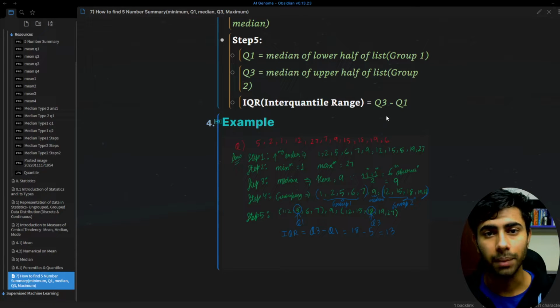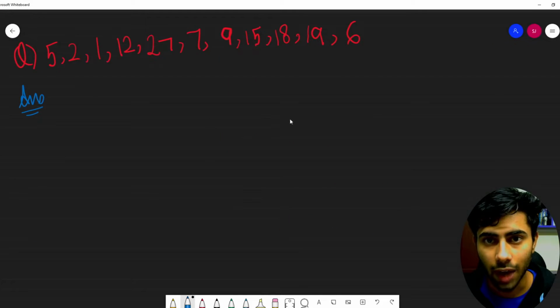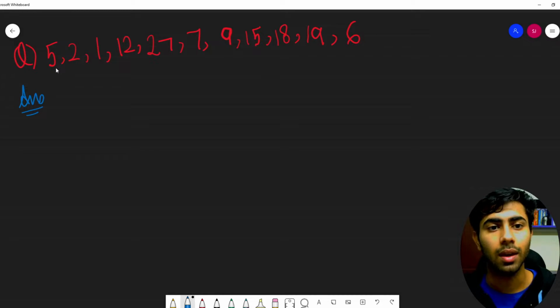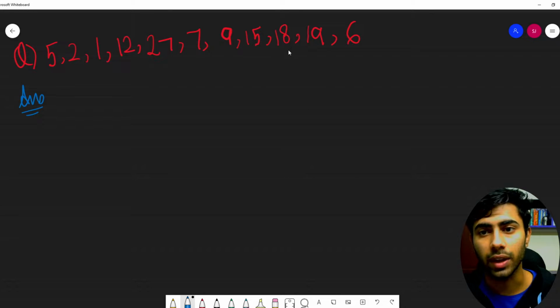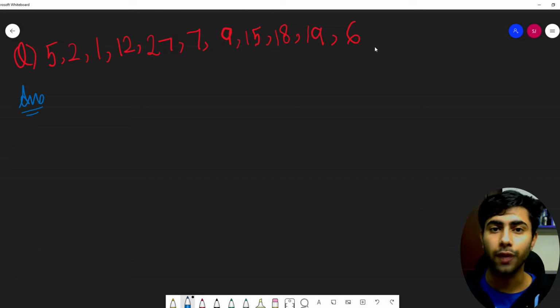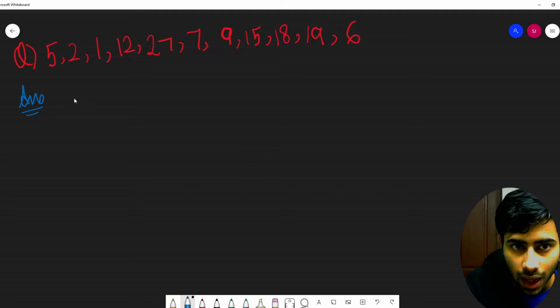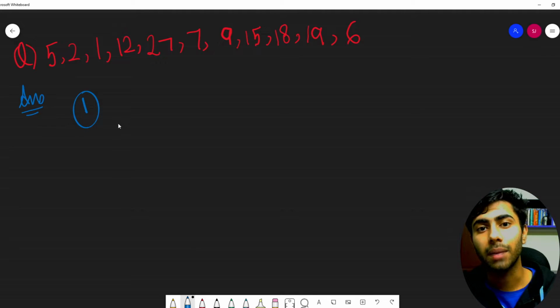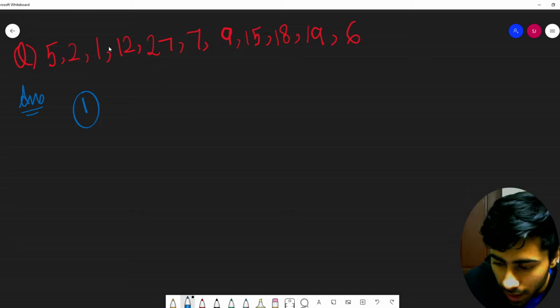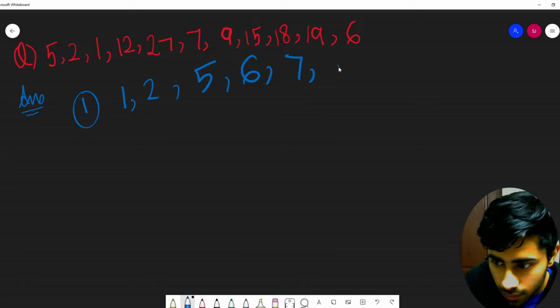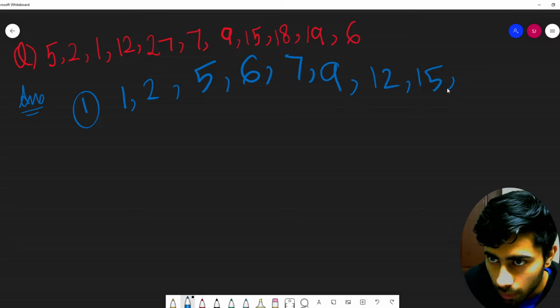Now let us solve a simple question in order to understand this concept better. In this question, I have been given this simple data set where I have my observation as 5, 2, 1, 12, 27, 7, 9, 15, 18, 19, and 6. And now I have to find the five number summary with the help of this data set. So in step number 1, I have to first of all write this data set in my ascending order. So my ascending order is going to be 1, 2, 5, 6, 7, 9, 12, 15, 18, 19, 27.